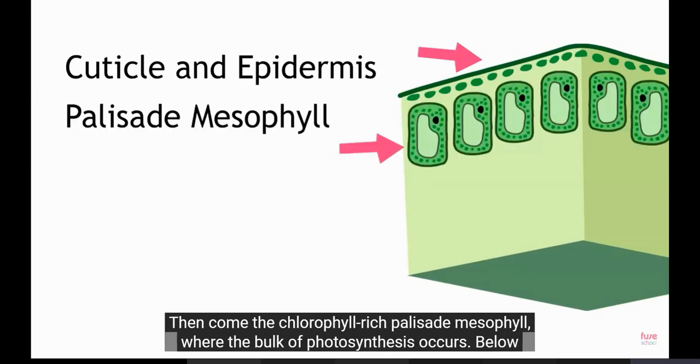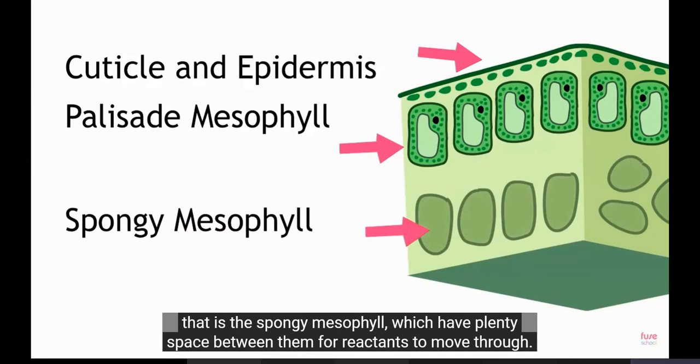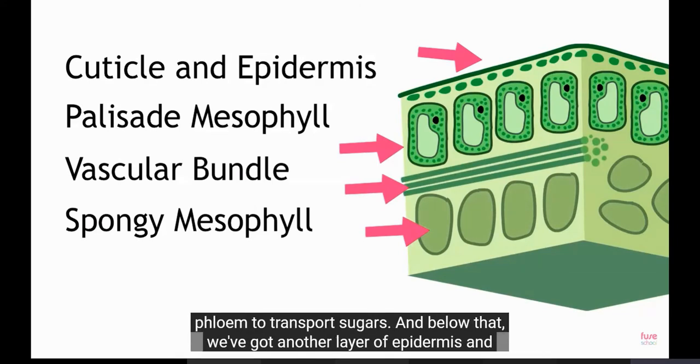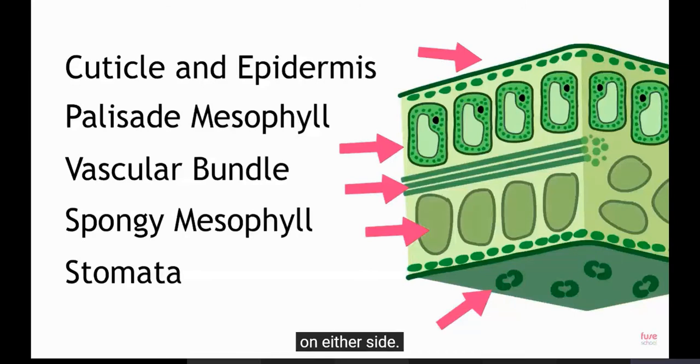Then comes the chlorophyll-rich palisade mesophyll, where the bulk of photosynthesis occurs. Below that's the spongy mesophyll, which have plenty of space in between them for reactants to move through. Through that space stretches the vascular bundle, with xylem to transport water, and phloem, which transports sugars after photosynthesis. And below that, we've got another layer of epidermis and cuticle. Spaced around the lower epidermis and the cuticle are the stomata, with guard cells on either side.